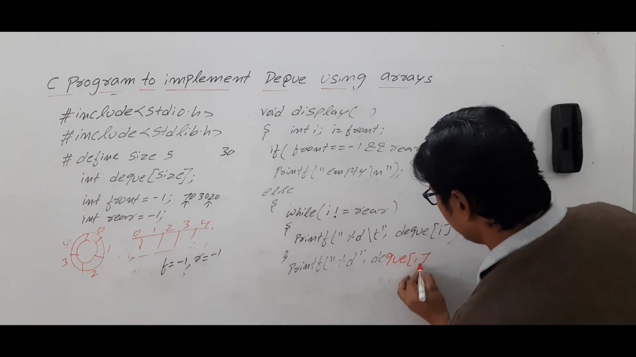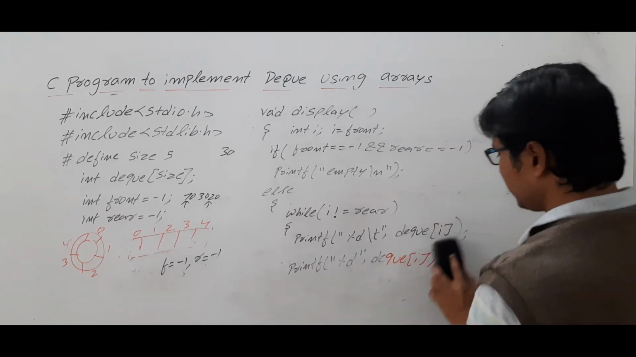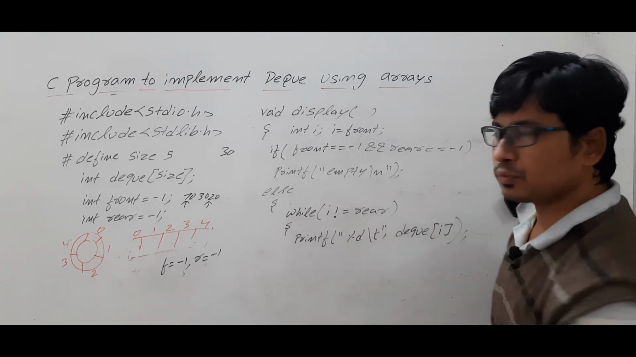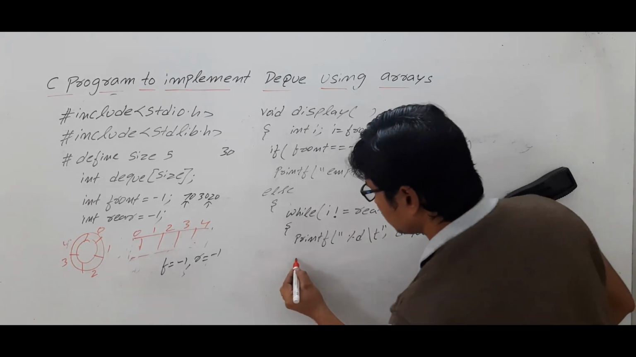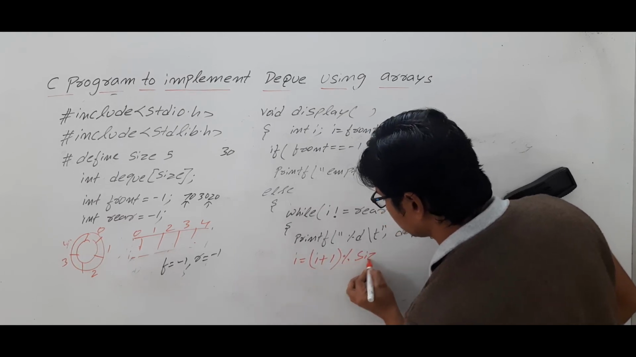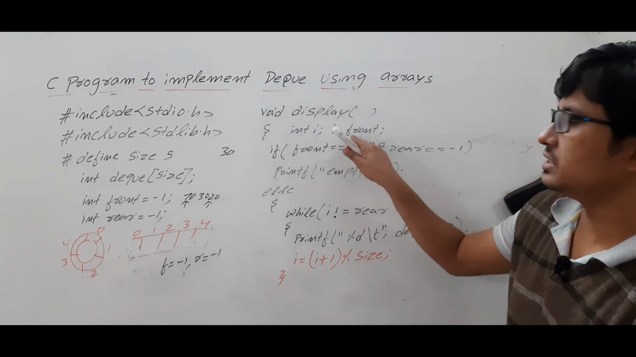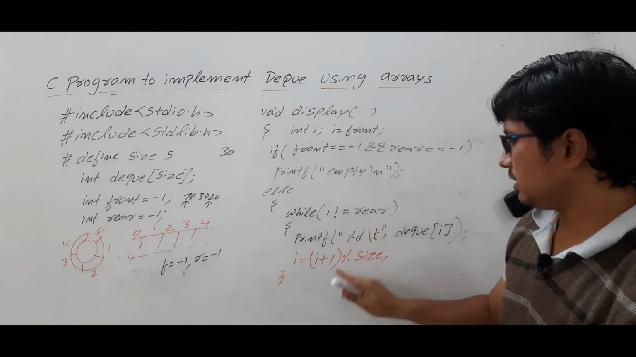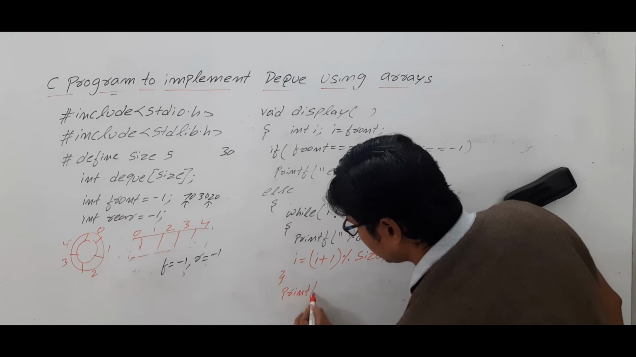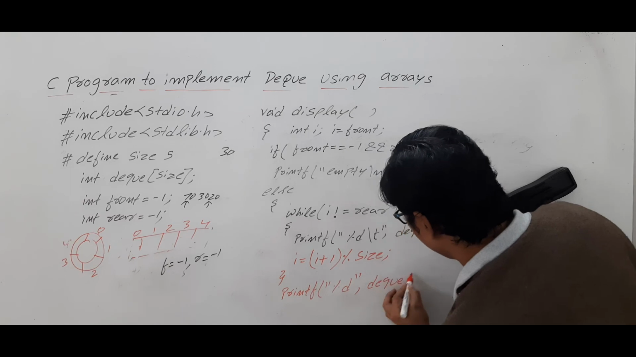dequeue of i. Oh, sorry, before that I need to write an increment condition. Am I right? We wrote the condition and the statements, but we did not update it. So how can we do it? i is equal to (i plus 1) modulus size. This is your update section, because every loop will have the initialization. We have done the initialization; we have to do the update also. Then we write printf %d dequeue of i.